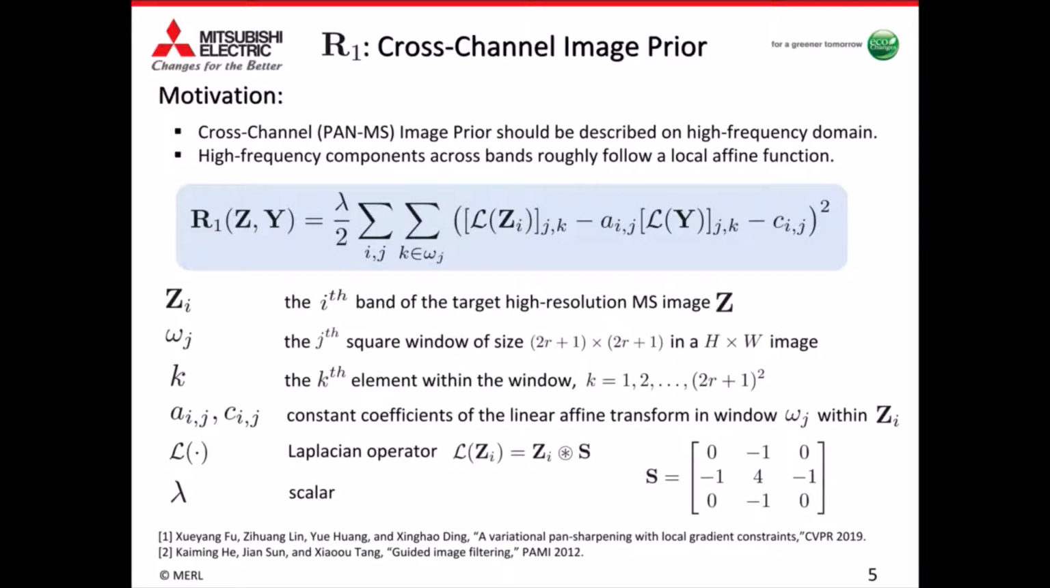Based on guided image filtering, if we have two well-aligned channels with similar sharpness, then a local region of one channel can be well approximated by a linear affine function of the other channel. This should also be true in the high-frequency components of both channels. By minimizing the overall squared residual, we write the loss function as highlighted. Notice that we are using Laplacian to compute the high-frequency components. That's why we call the prior the local Laplacian prior.